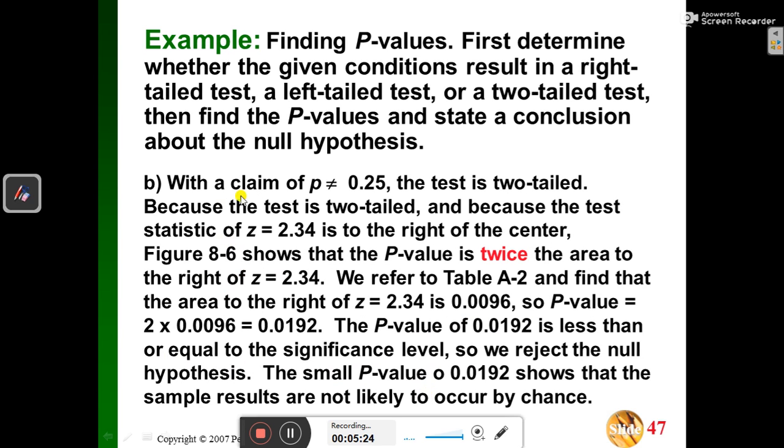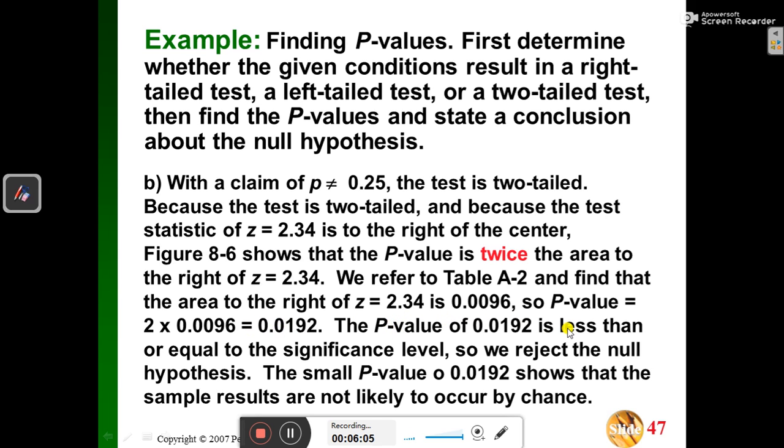In case of the second question, with a claim of p not equal to 0.25, the test is two-tailed, because we can go for greater than, and we can also go for less than. Because the test is two-tailed, and the test statistic z equal to 2.34 is to the right of center, Figure 8-6 shows that the p-value is twice the area to the right of z equal to 2.34. We refer to Table A-2 and find that the area to the right of z equal to 2.34 is 0.0096. So the p-value equals 2 times 0.0096, which is 0.0192.